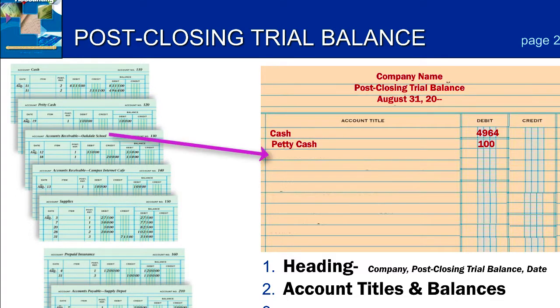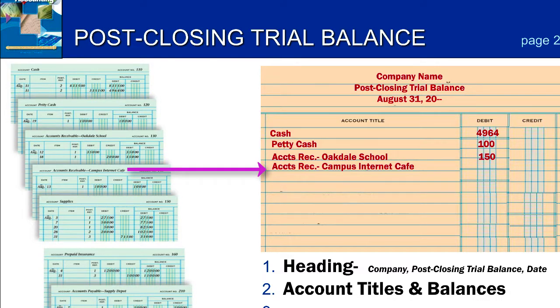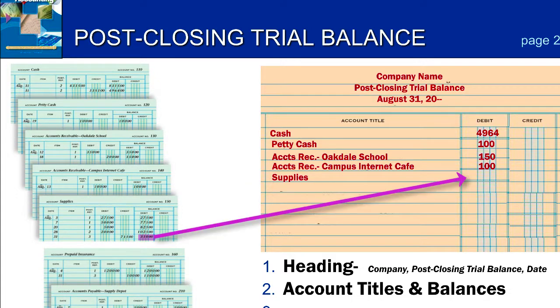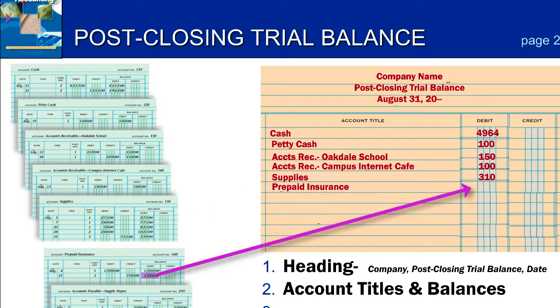Then I have accounts receivable, Oakdale Schools. The last balance listed there is $150 of a debit. Then I have accounts receivable, Campus Internet Cafe. My final balance there was $100 in the debit. And then I have supplies, which has a final balance of $310. And finally, I list out prepaid insurance, which has a balance of $1,100. Now those were all of my asset accounts.